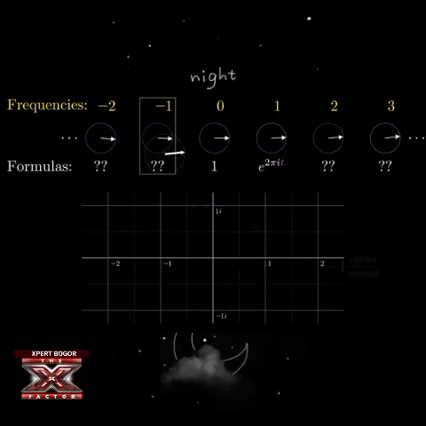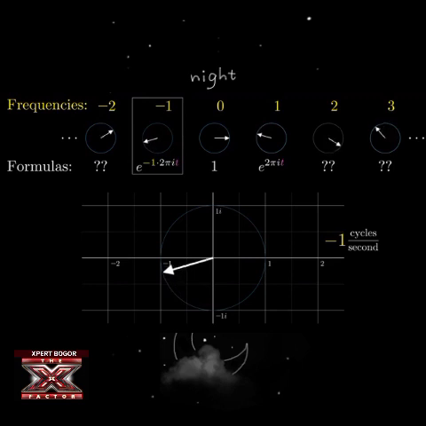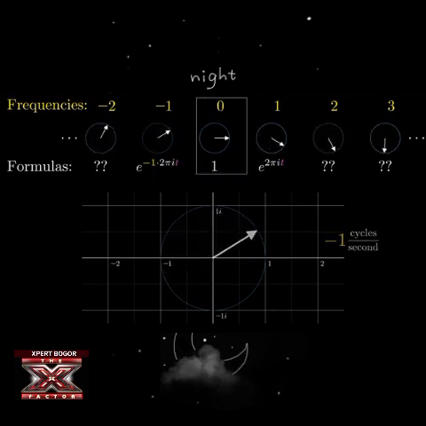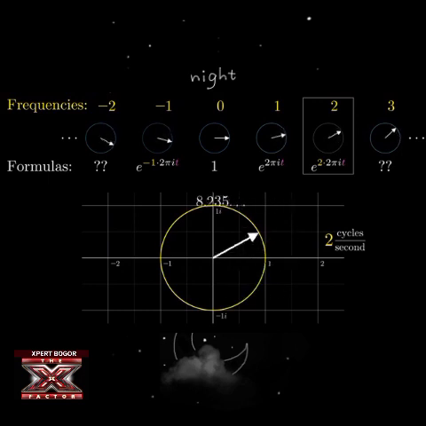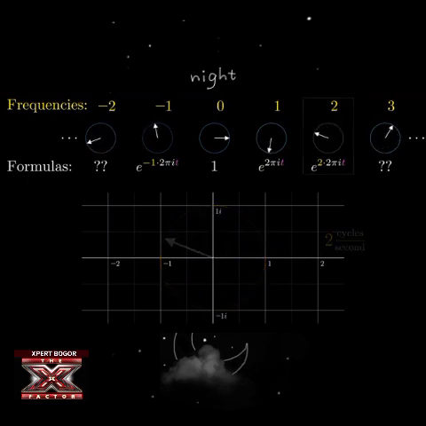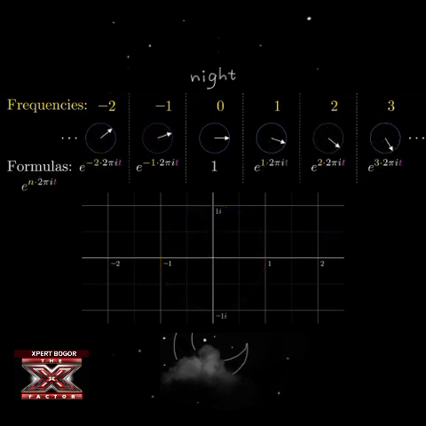We also have a vector rotating at 1 cycle per second in the other direction, e to the -2 pi i times t. Similarly, the one going 2 rotations per second is e to the 2 times 2 pi i times t, where that 2 times 2 pi in the exponent describes how much distance is covered in 1 second. And we go on like this over all integers, both positive and negative, with a general formula of e to the n times 2 pi i t.